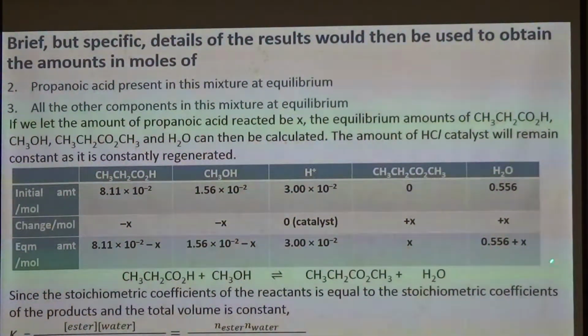So this table helps you to determine and answer point 3. What are the equilibrium amounts of all the other components in the equilibrium mixture?